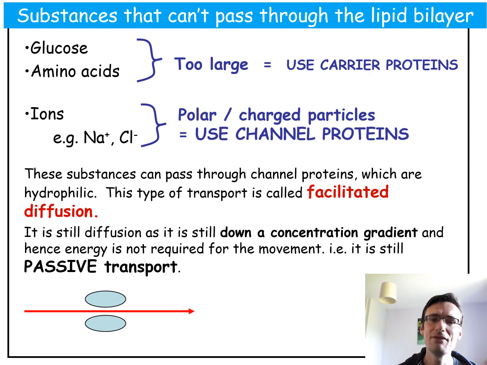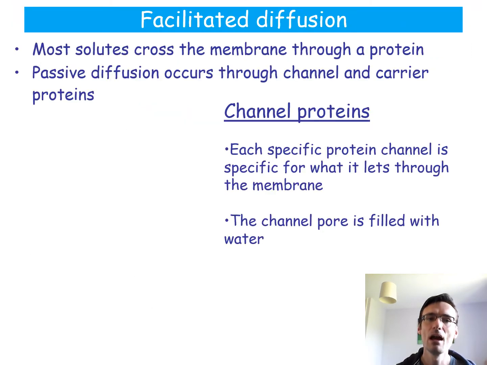The key thing is this is helping the diffusion across. It's not using energy. It's still moving from a higher to a lower concentration gradient. It's going down a concentration gradient, so it's still passive. So we call this facilitated diffusion because it's helping you do the diffusion.